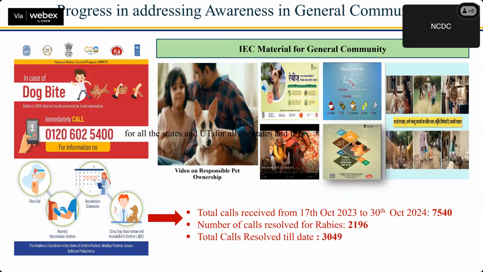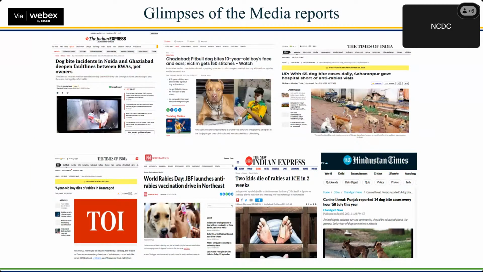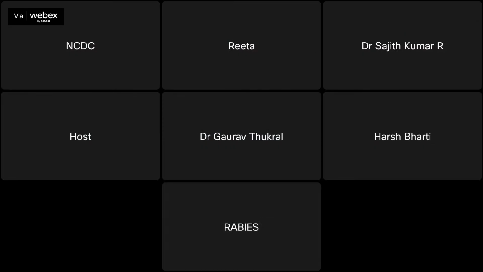Next slide, please. So these are the various media reports we usually analyze and take appropriate actions on, with the help of the state and district level officers. So this is from my side with respect to the National Rabies Control Program, Human Health Component, and various activities being undertaken by the program. So thank you.